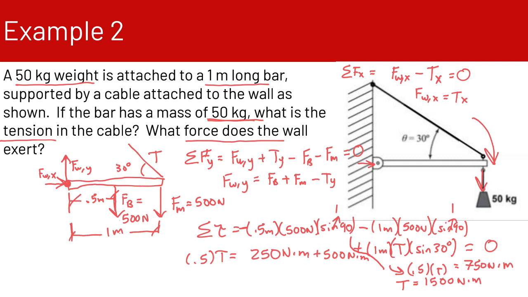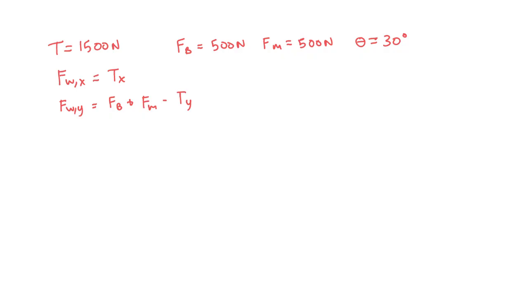Okay, so I'm going to move some of this important information to another blank screen, and we will start from there. Okay, so I've got our information moved over. In the last slide, at the end, I said that the tension was 1,500 Newton meters. It's actually just newtons because it is a force. So tension, we figured out, is 1,500 newtons.